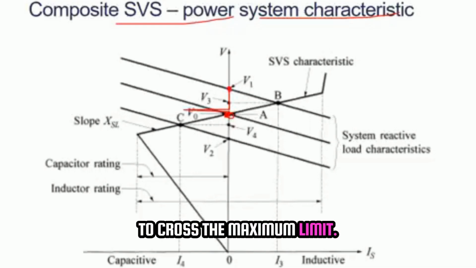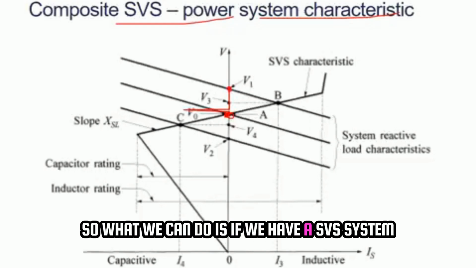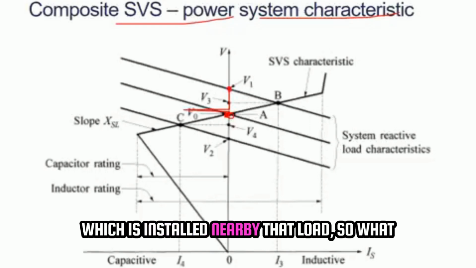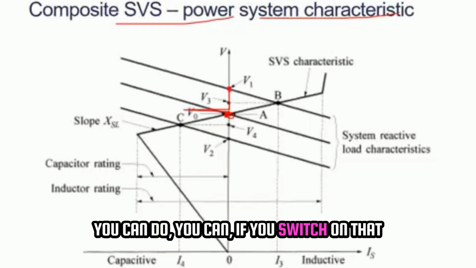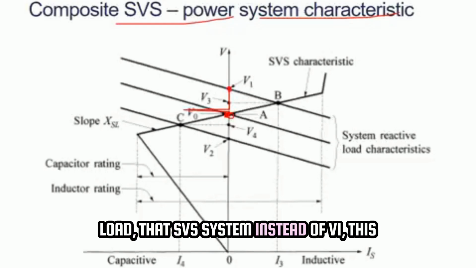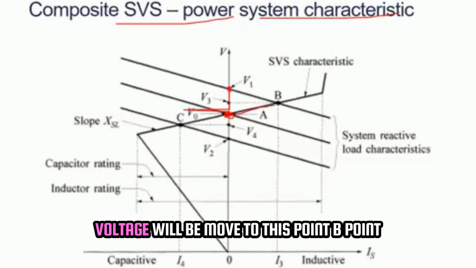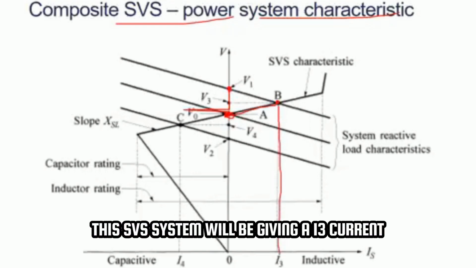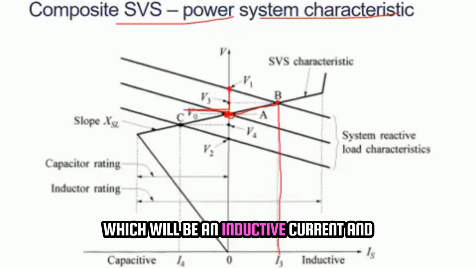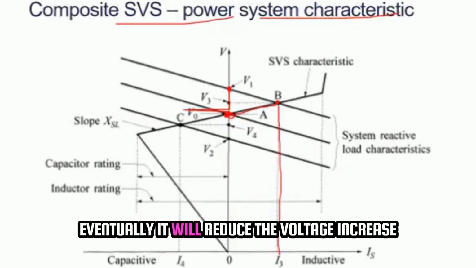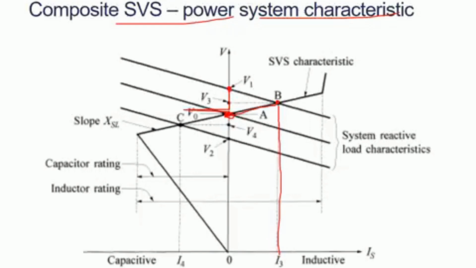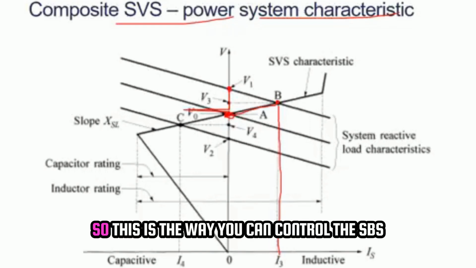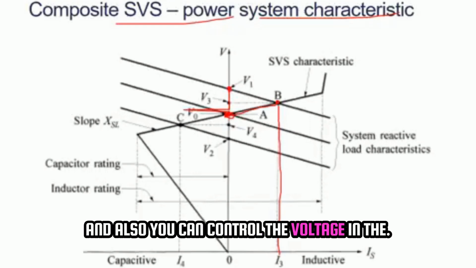Obviously this is a problem, we do not want this voltage to cross the maximum limit. So what we can do is, if we have an SVS system installed nearby that load and we switch it on, then instead of V1, the voltage will move to this point B, where the voltage will be V3, and that means this SVS system will be giving an I3 current, which will be an inductive current, and eventually it will reduce the voltage increase because of the load loss. So this is the way you can control the SVS, and also control the voltage in the power system.